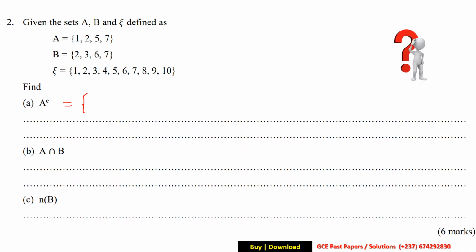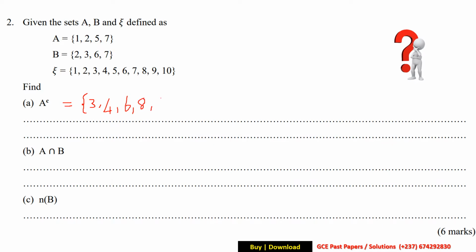With A, I already have 1, 2. All right, 3 is not there. 3, 4 as well. What about 5? No, I cannot take 5, 5 is in set A. I'll take 6. 7 is already there, I'll not take 7. I'll take 8.